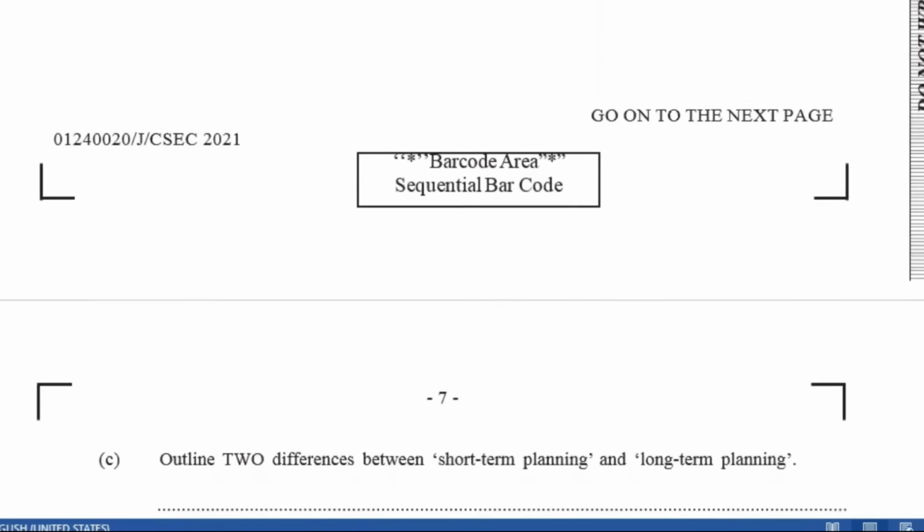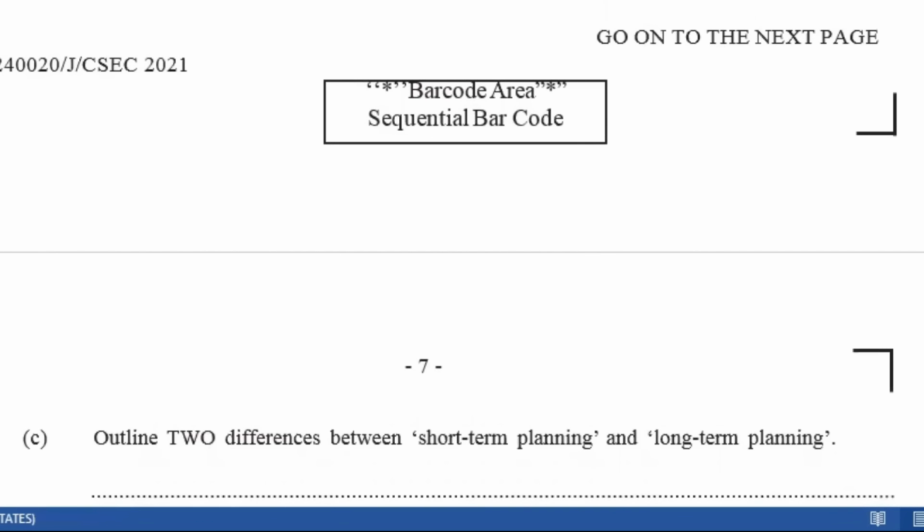All right, let's look at the next question. Outline 2 differences between short-term planning and long-term planning.